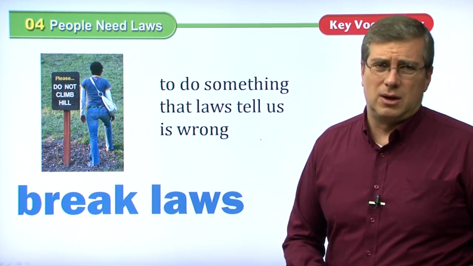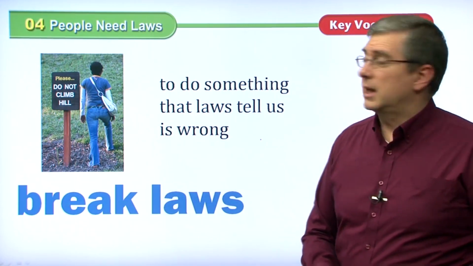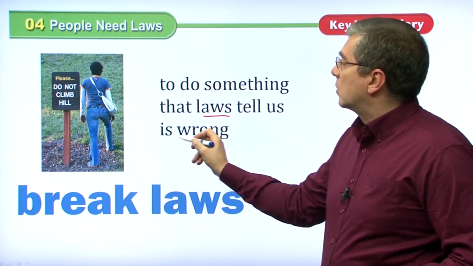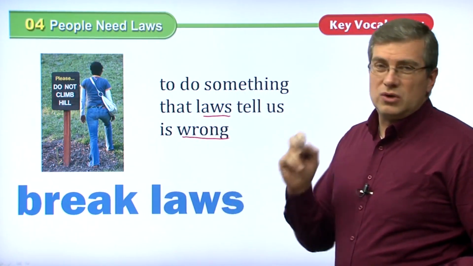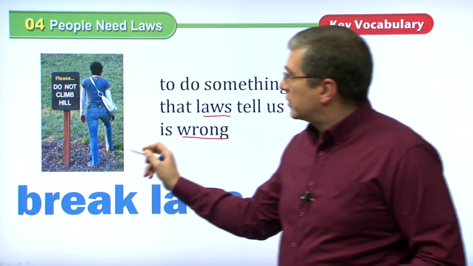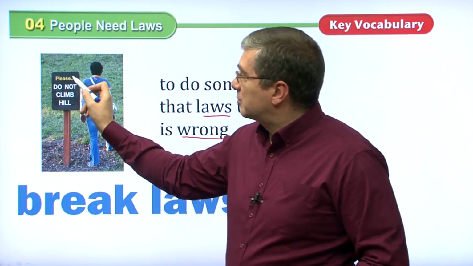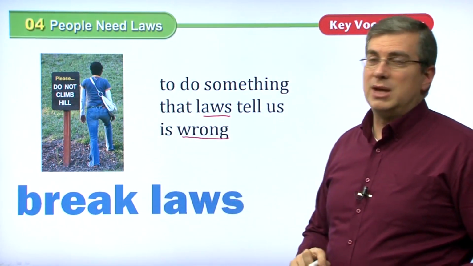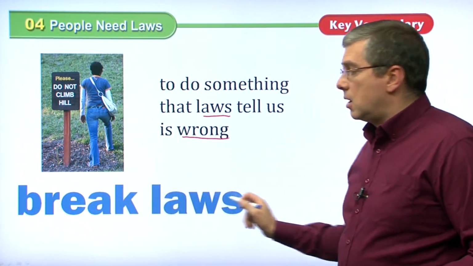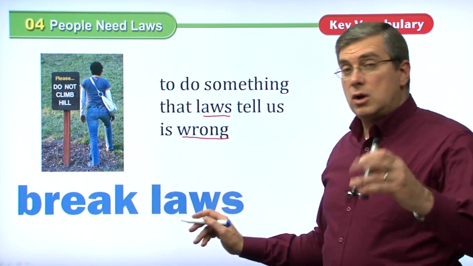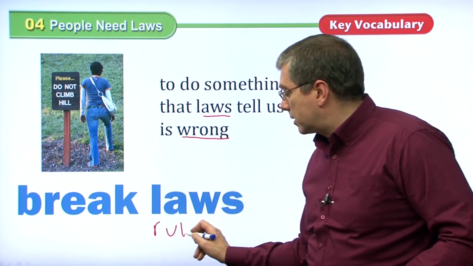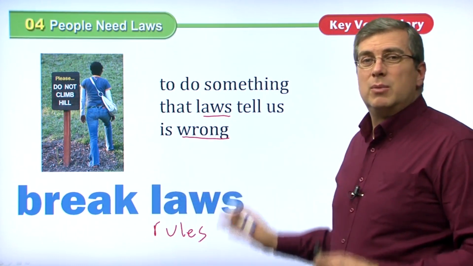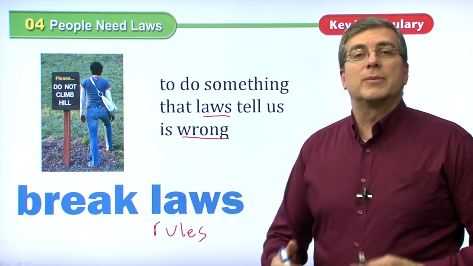You shouldn't break the law. You shouldn't break the rules, right? That means to do something that laws tell us is wrong. If the law says don't do something, don't do it. This person is breaking the law. The sign says, please do not climb the hill. This person is about to climb the hill. She is breaking the law. So to break a law, you could also break the rules, right? Break the rules. That's not correct. Somebody who breaks the law, somebody who breaks the rules, they are doing something that is wrong.